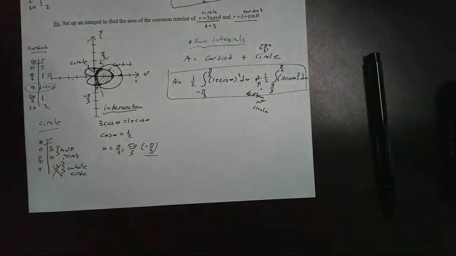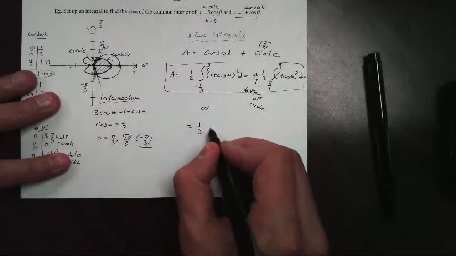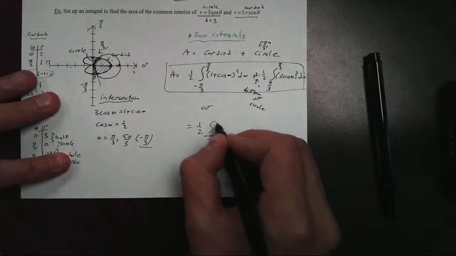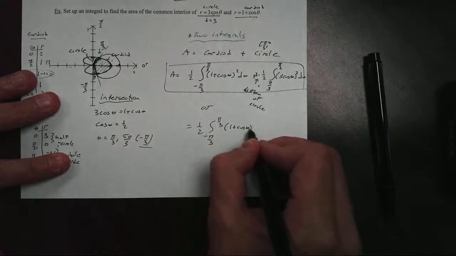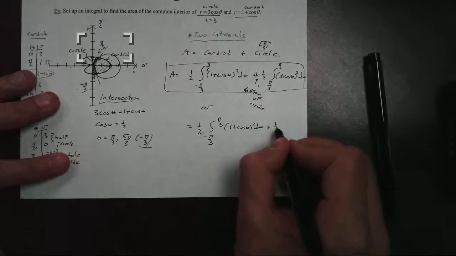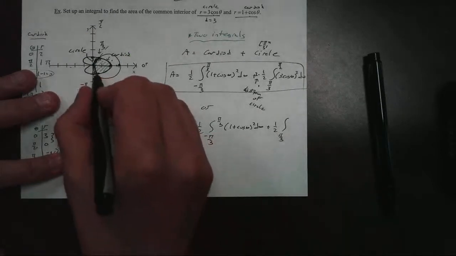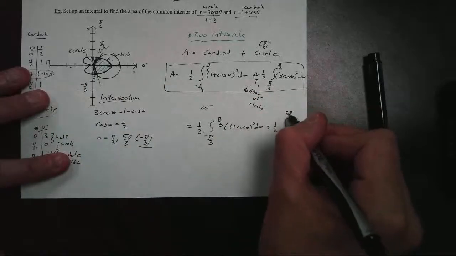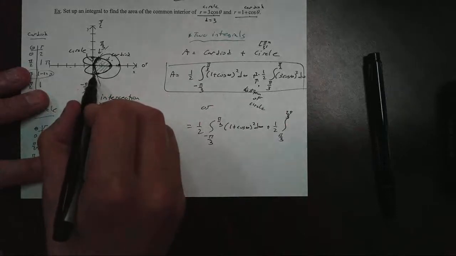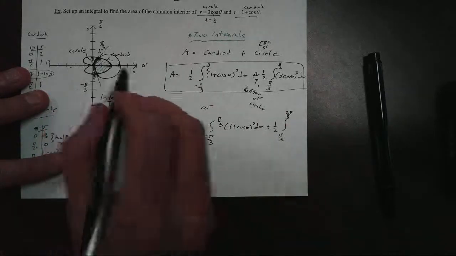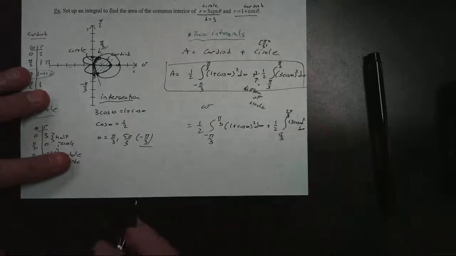Now, it's not the only way to do this. Sometimes you could write it this way: 1/2 integral from negative pi over 3 to pi over 3 of 1 plus the cosine theta squared d theta, plus 1/2 integral, if I start at pi over 3, I could go to 2 pi over 3. That's going to give me this other point right here, which becomes 3 cosine theta squared d theta.